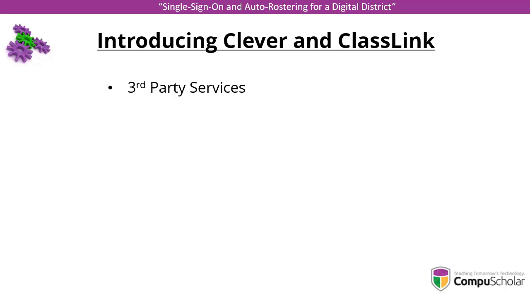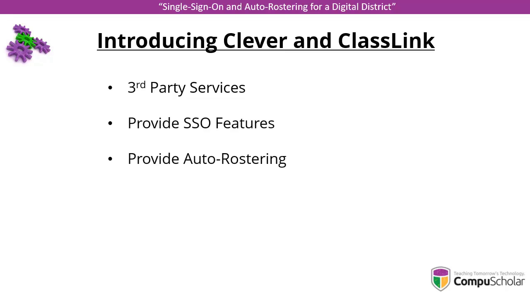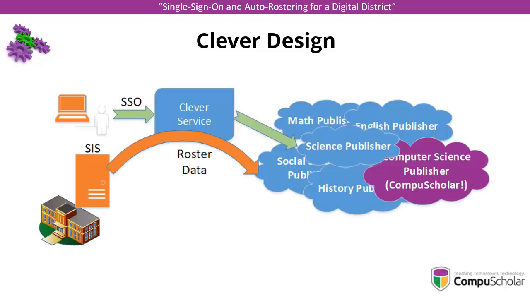So Clever and ClassLink are both third-party services that provide 2 very important features: single sign-on and automatic rostering. How does it work? Well, this is a picture of a Clever implementation, and as you can see here on the left, you've got a student information system within your school, and you also have students and teachers that need to log in. The Clever service kind of sits in the middle, and it will actively go out and pull information from your student information system.